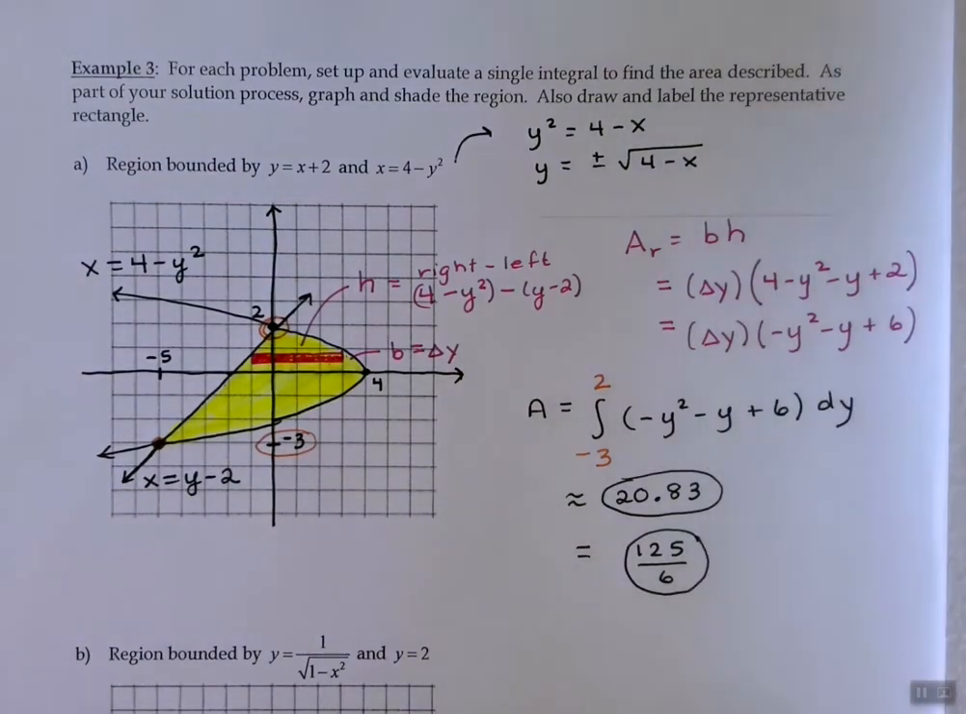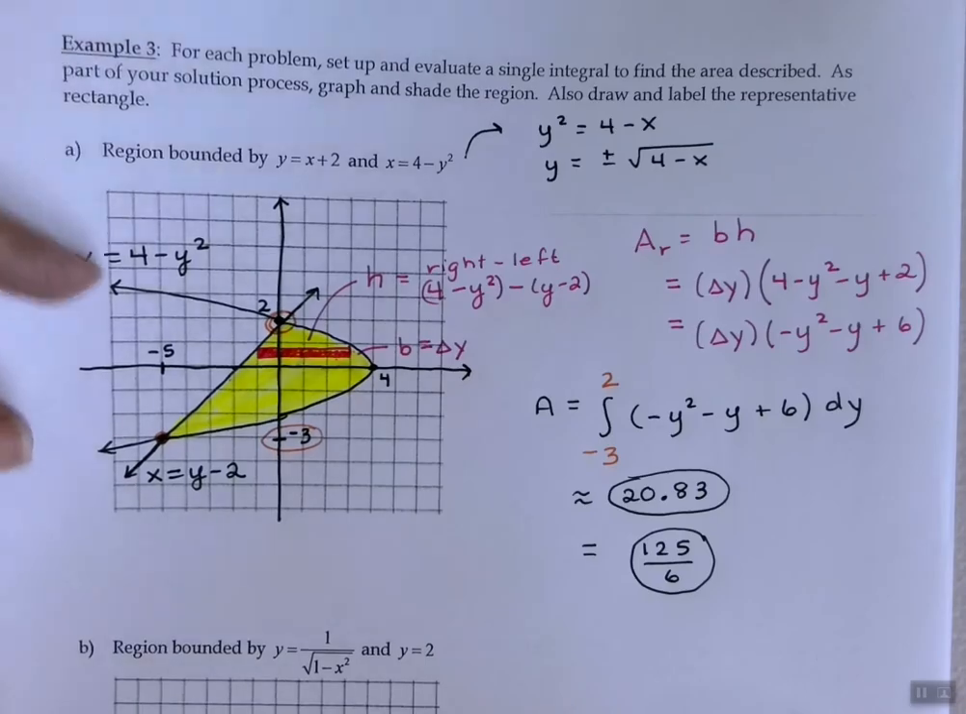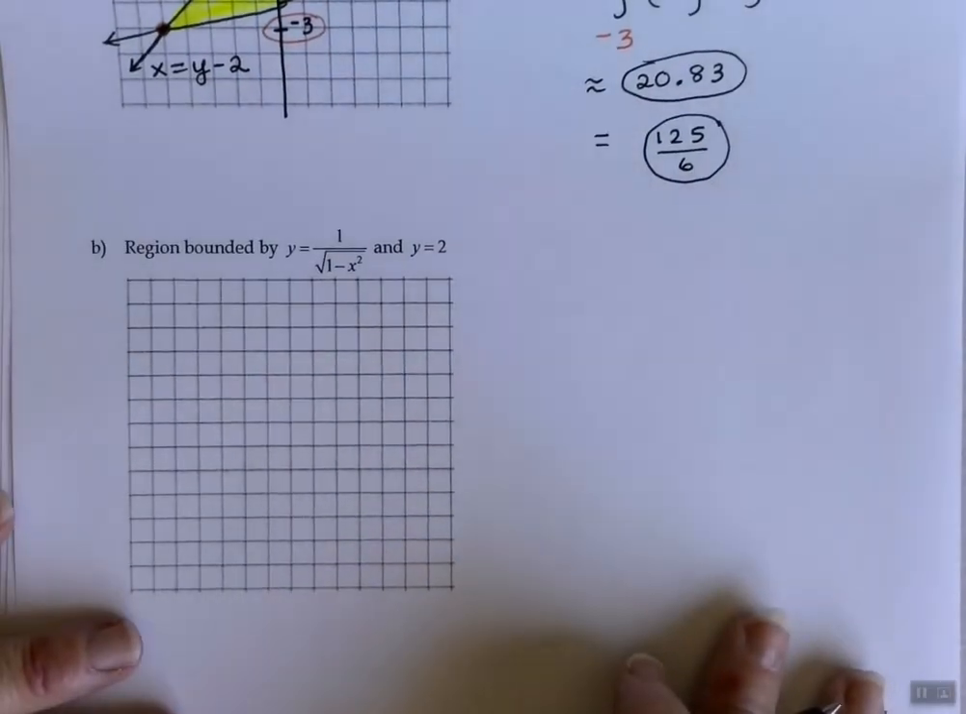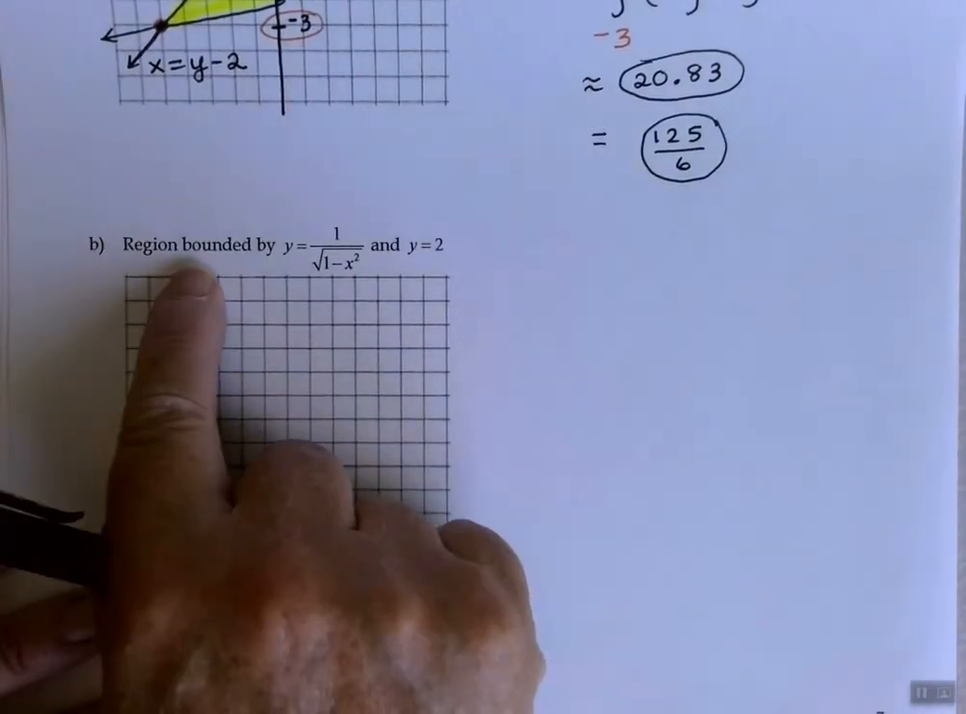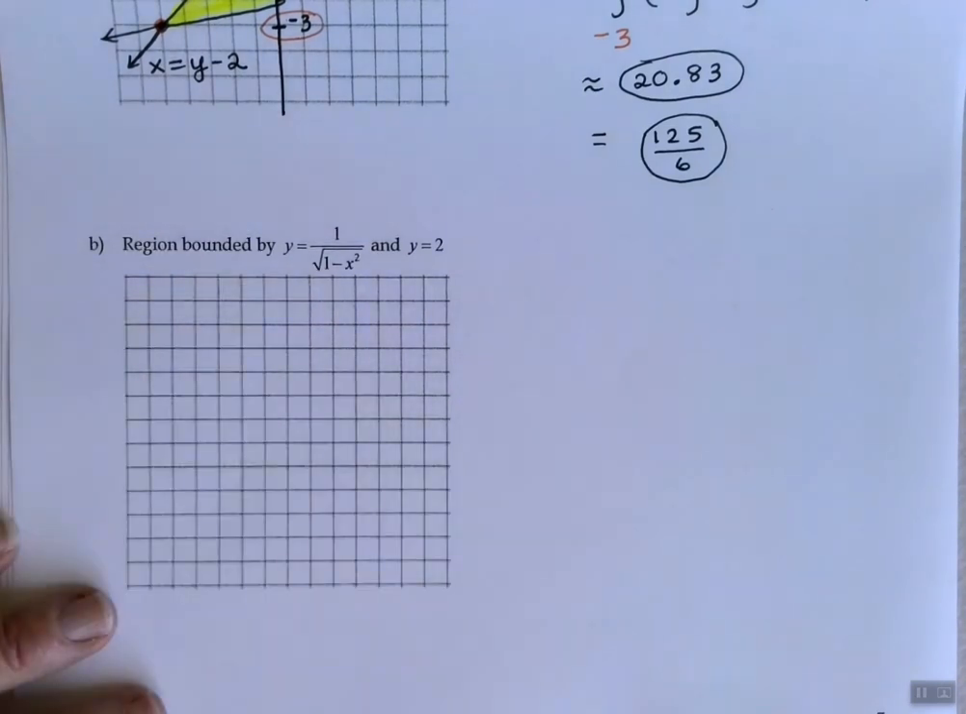All right, let's go ahead and try, I think we'll do 2 more here on this video, and then we'll take a pause and start a new one. Let's do this part B. This time I want the region bounded by the graph of y equals 1 over the square root of 1 minus x squared and y equals 2.